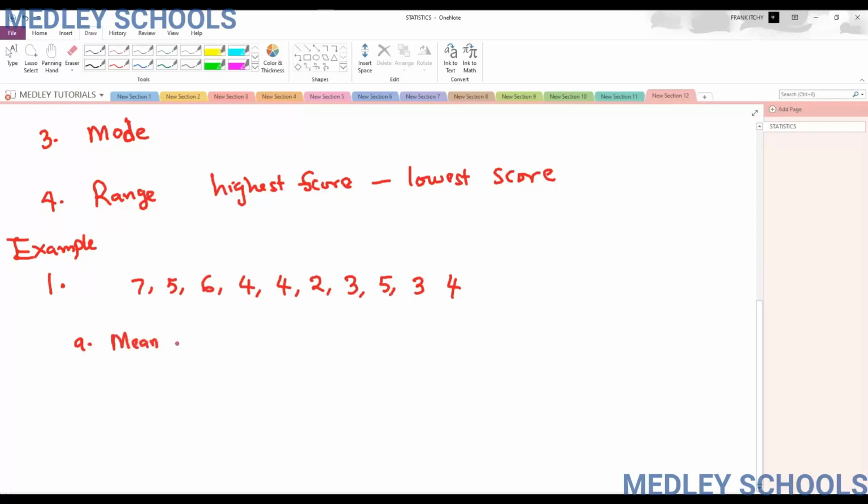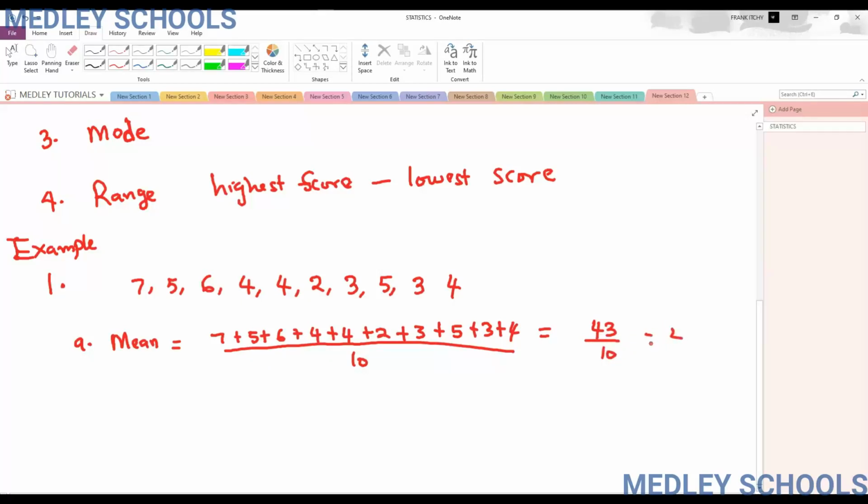Now, from the formula, we said the mean is the sum of all the values over the number of items. That means we're going to add everything together. So we're going to have 7 plus 5 plus 6 plus 4 plus 4 plus 2 plus 3 plus 5 plus 3 plus 4, everything over the number. When you count the number, you have 1, 2, 3, 4, 5, 6, 7, 8, 9, 10, over 10. So when we add this together, we have 43 over 10, which is 4.3.